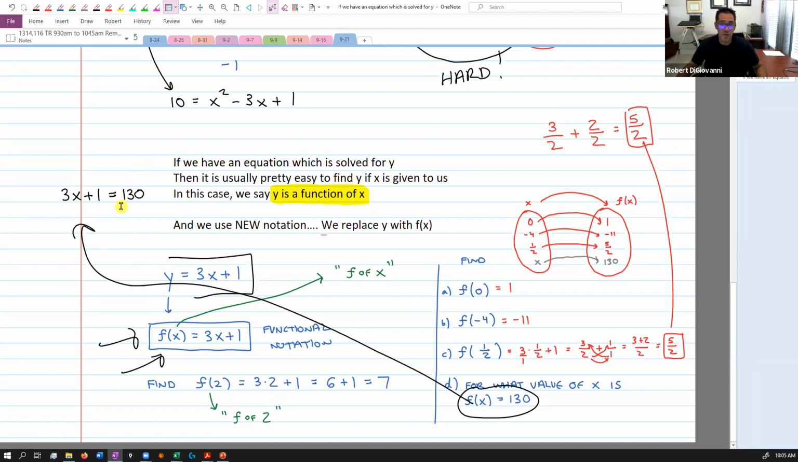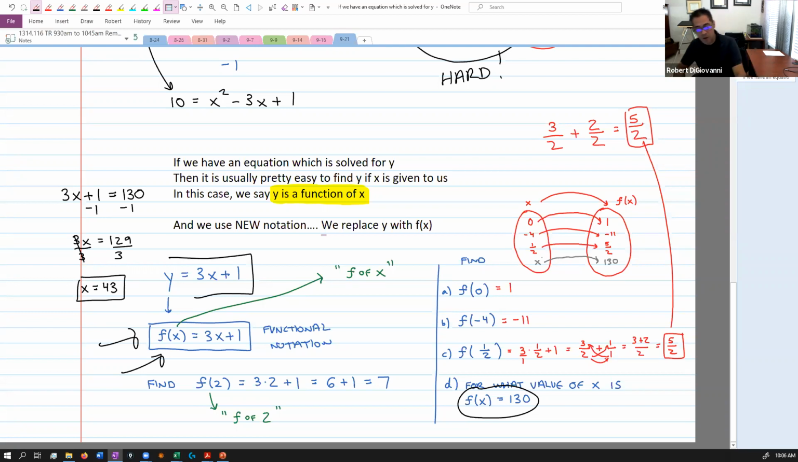When is that true? Notice this is a linear equation with one variable, so all we have to do is solve it using the techniques we know for solving equations. Subtract 1 on both sides, so we get 129. And then last, we divide both sides by 3, and we get x is, I believe, 43. So the x value is 43.